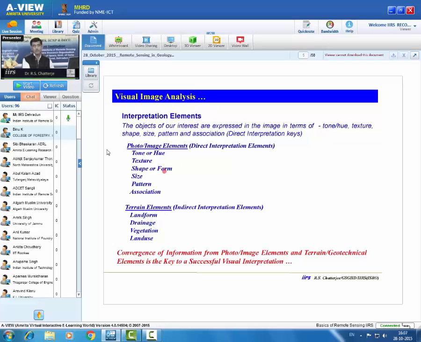So information that we can derive from direct elements and information that we can derive from indirect elements needs to be converged. This convergence of information is very, very important in remote sensing image interpretation. So convergence of interpretation from the direct elements, these are photo or image elements, and the terrain or geotechnical elements is basically the key for the successful visual interpretation of satellite images.